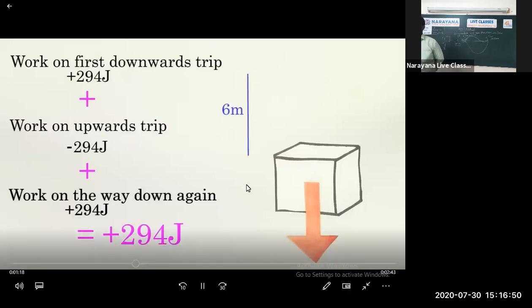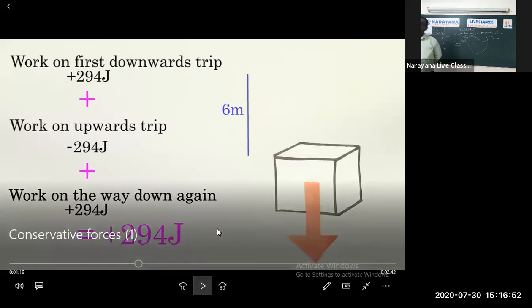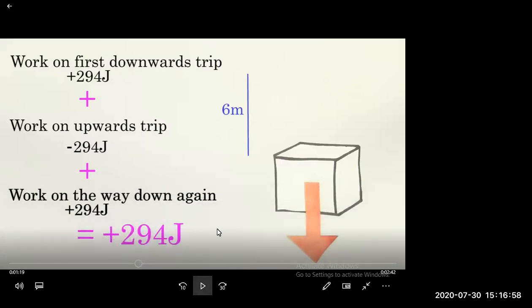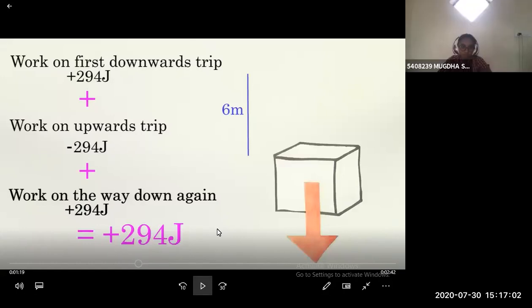Any doubt here? Bharti ma'am, any doubt? Yeah, 1 second, sir. Mukta? Sir, can for... yeah, sorry.